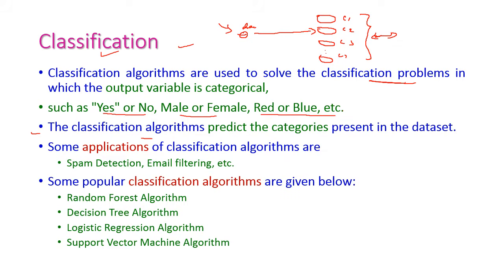These algorithms are used to predict the categories present in the dataset. Some applications of these classification problems are spam detection, email filtering, etc. Many applications are there for classification problems, and some popular machine learning algorithms which come under classification are random forest algorithm, decision tree algorithm, logistic regression algorithm and support vector machine algorithm, that is SVM.